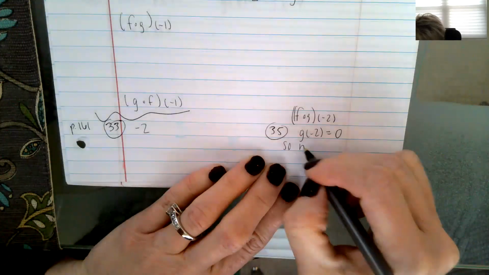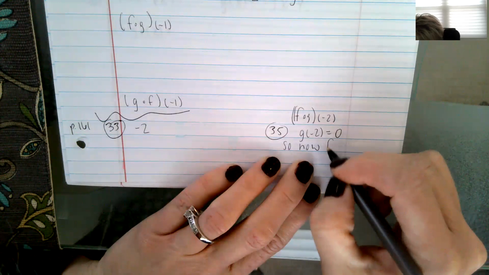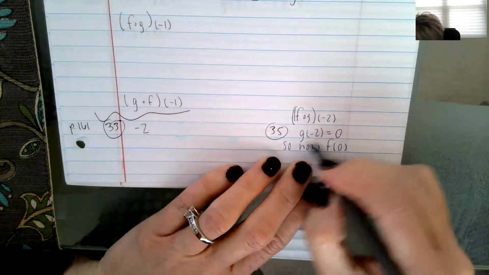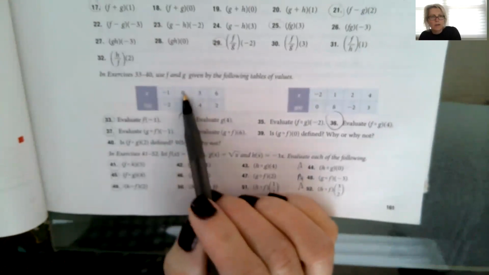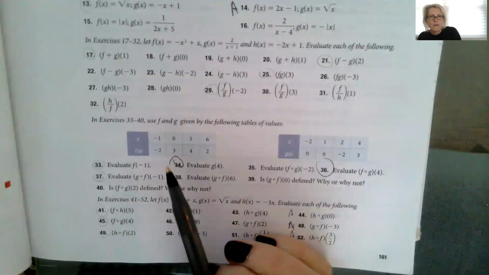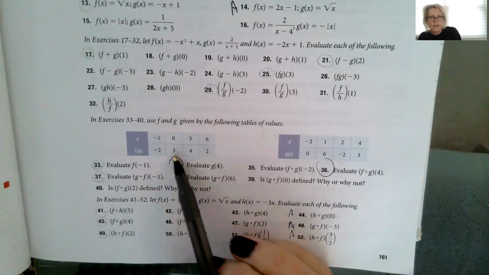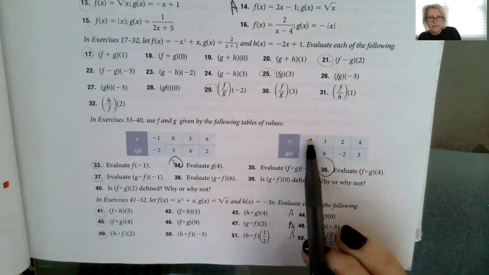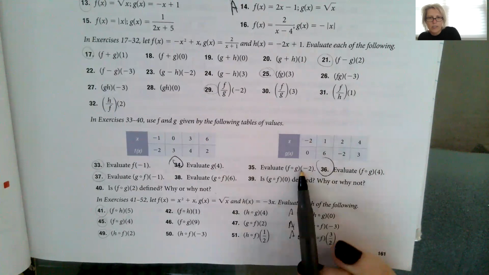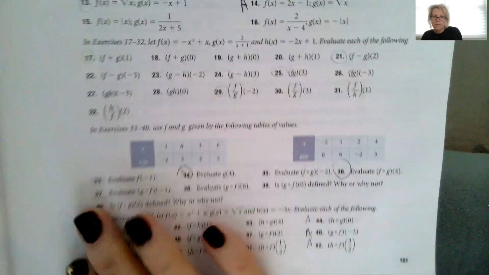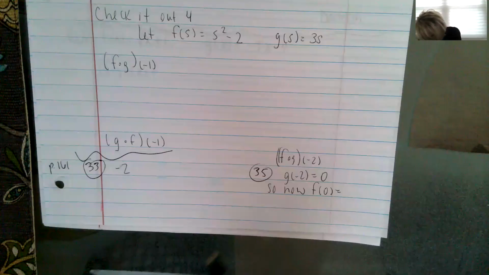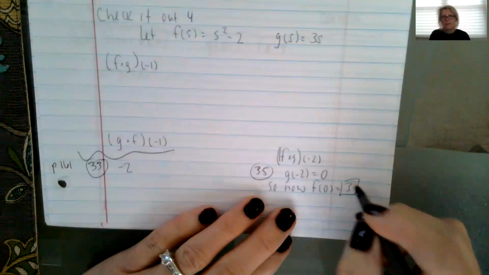So now f of 0, because the output of g goes into f. So now we go to the f function at 0. Is 3. So we put negative 2 as x into g, we got 0. Now that input goes into f and comes out as 3. Compositions are fun, I think.